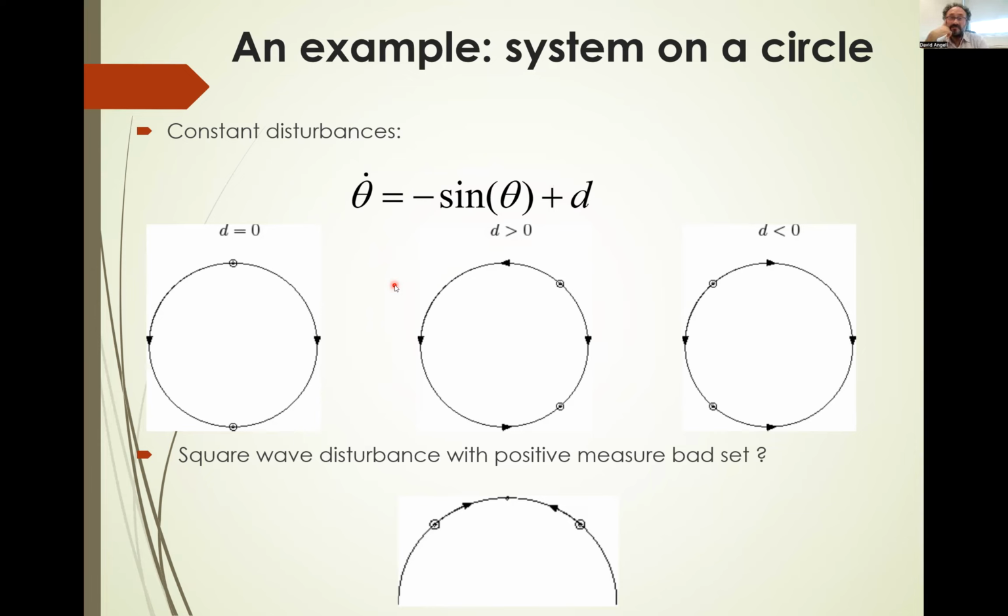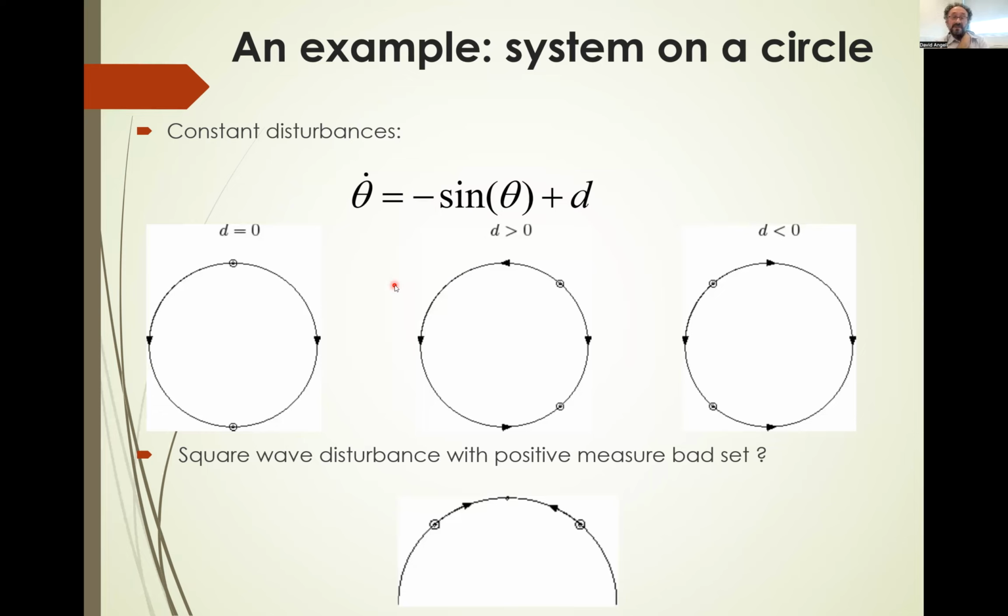Whenever you've got a d positive or negative, those two equilibria move to the left or to the right, and still all solutions, almost all solutions, except for those starting at the equilibria, will go, if d is constant, to the asymptotically stable equilibrium, okay? But then you can start asking, all right, so this is for constant disturbances, but ISS is robustness with respect to time-varying disturbances. So what happens if you start moving d around?